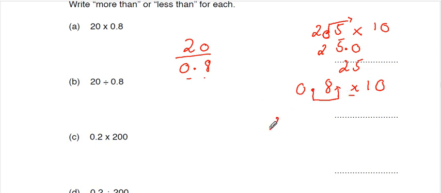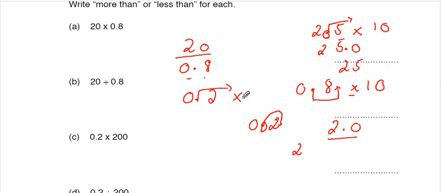Whenever you need to remove your decimal, for example, you have 0.2 and you want to remove your decimal, what will you do? You have to bring your decimal from this side to the end of the 2. So what will it become? 2.0, which is equal to 2. So for this, I need to move my decimal forward only one time. It means I will multiply it by 10 only.